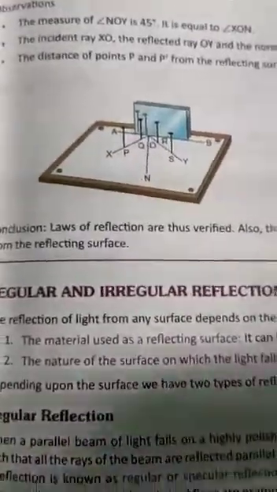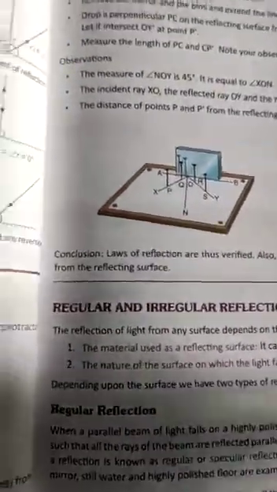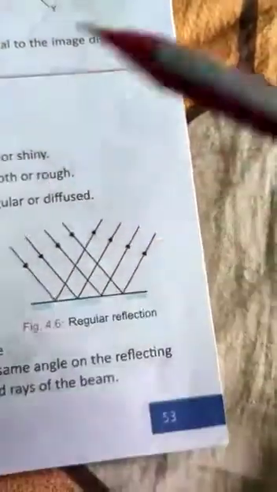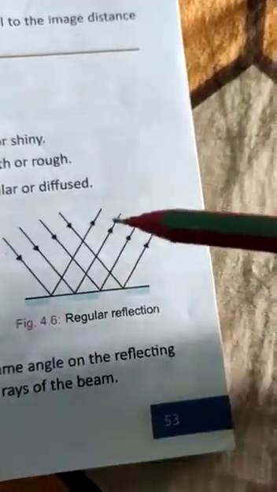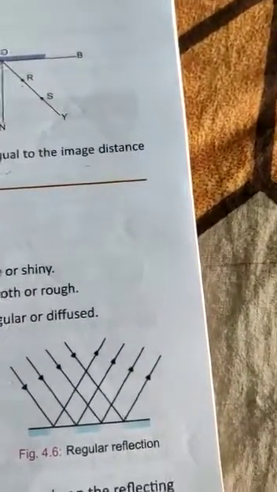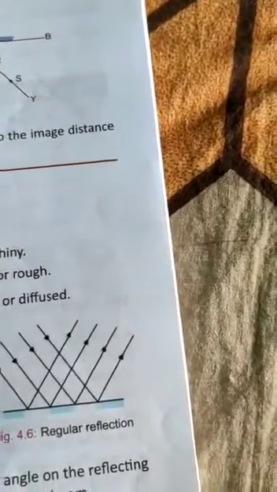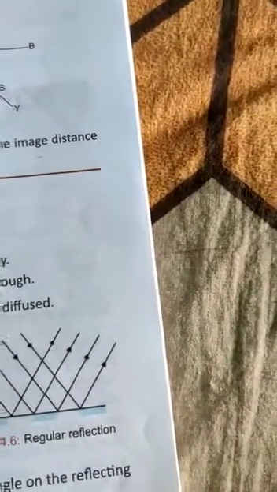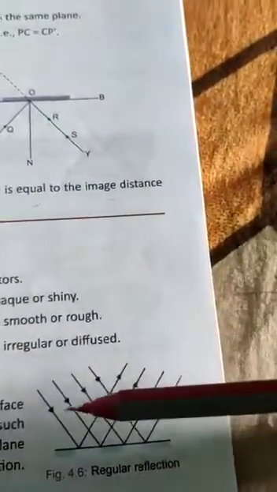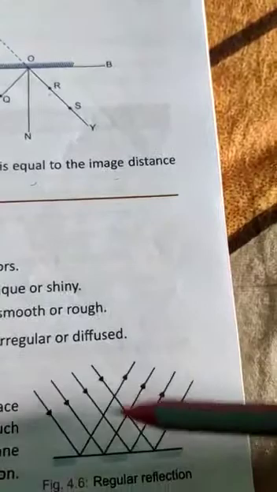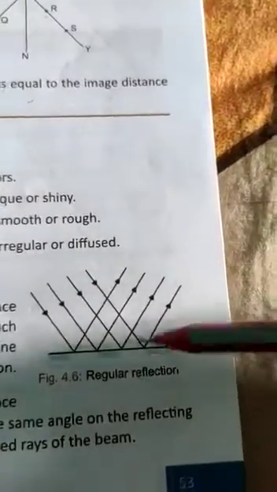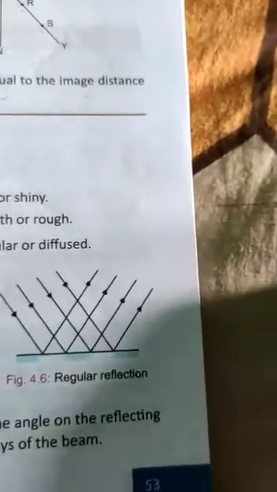Now what is regular and irregular reflection, children? Regular means, you see this picture, when a parallel beam of light falls on a highly polished and smooth surface such that all rays of the beam are reflected parallel to each other. Such a reflection is known as regular, meaning the whole beam of light is reflected parallelly. You can see these parallel lines come, this is the incident ray, and parallelly it is reflected. So this is called regular reflection.